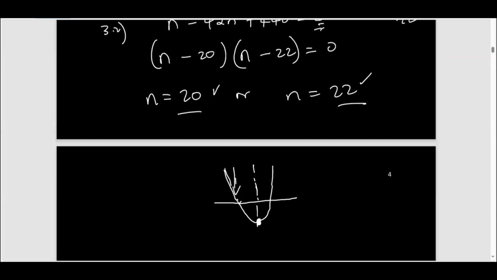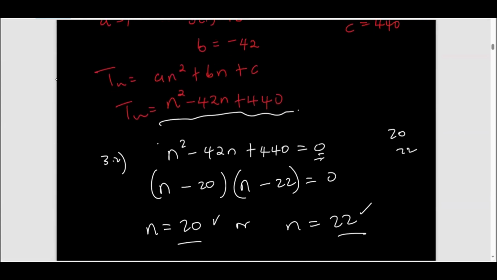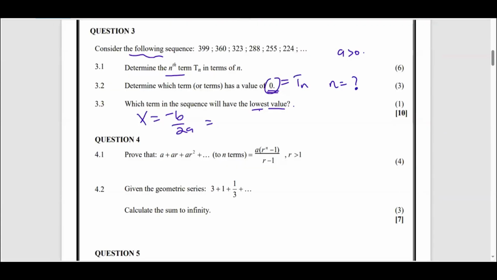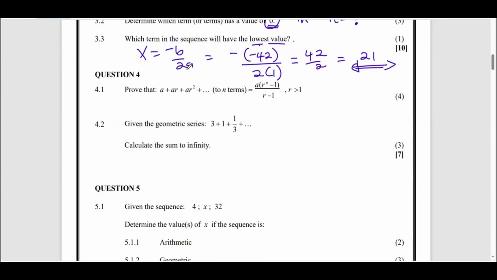So we know that our b was negative 42, okay? So that's gonna be negative, negative 42 over 2, our a was a 1. So negative, negative, that's gonna be a positive. So 42 over 2, which will be term number 21, will be the lowest. Okay, we're looking just for the position. All right, so that is question number 3.